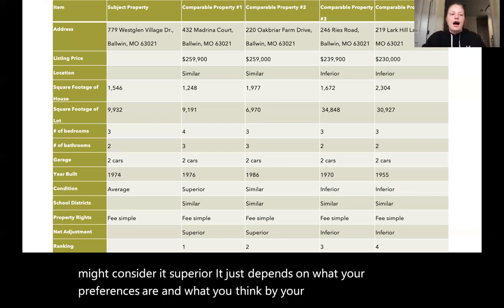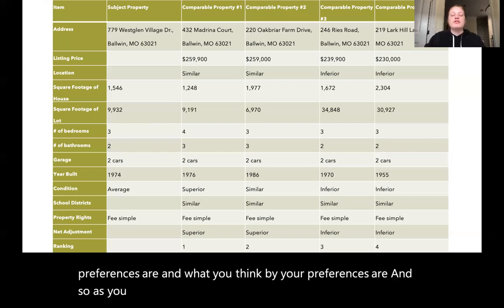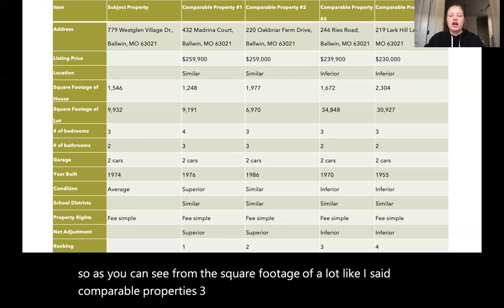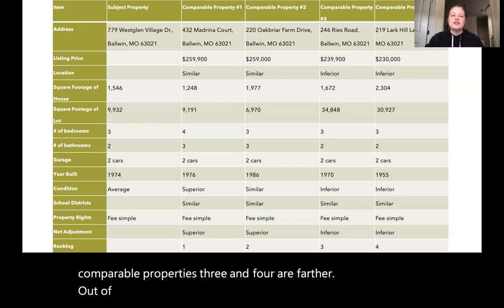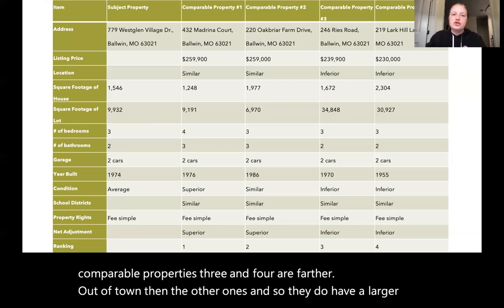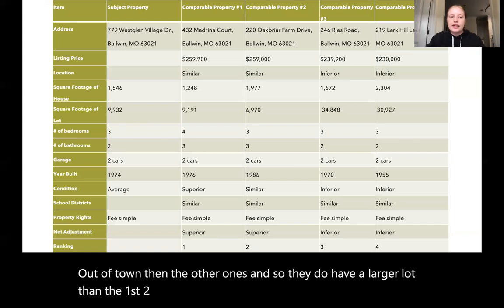And so as you can see from the square footage of the lot, like I said, comparable properties 3 and 4 are farther out of town than the other ones. And so they do have a larger lot than the first 2 comparables and the subject property does.